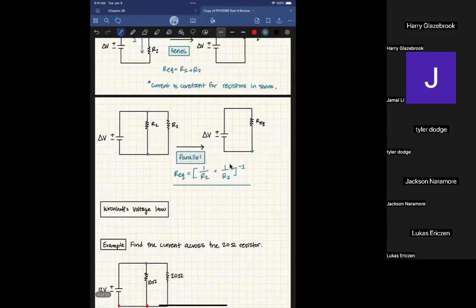And then one important thing to note, the potential difference is constant for parallel resistors. So potential is constant across resistors in parallel.